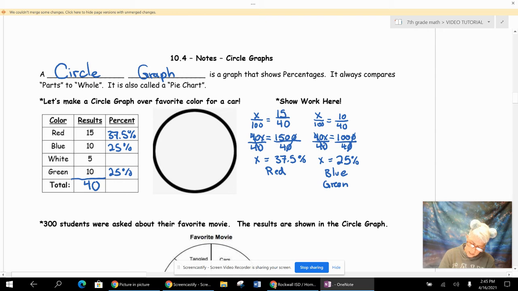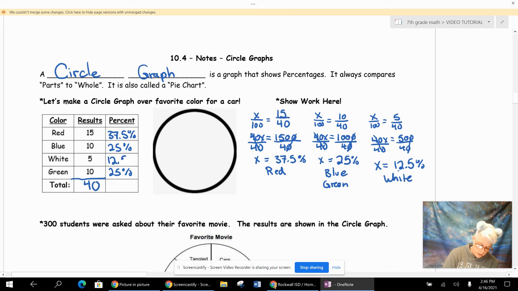So let's see, for white, x over 100 equals 5 over 40. 40 times x, 500, divide. I can knock out one of these zeros, and x equals 12.5%, and that is for white. So we have 12.5%. I feel like we just did our last unit all over again, finding the percent of a number. Now let me show you how to make a pie chart.